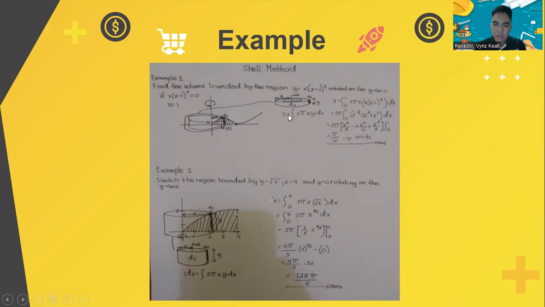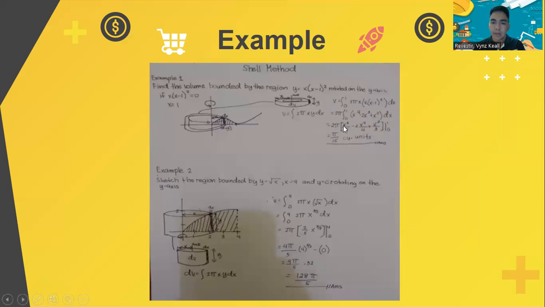So the volume is equal to the integral of 2 pi x y dx. Substituting, it is equal to the integral of 2 pi times x times the quantity (x minus 1) squared dx, with limits 0 to 1. So put out 2 pi: 2 pi times the integral of x raised to 4 minus 2x cubed plus x squared dx, with limits 0 to 1.